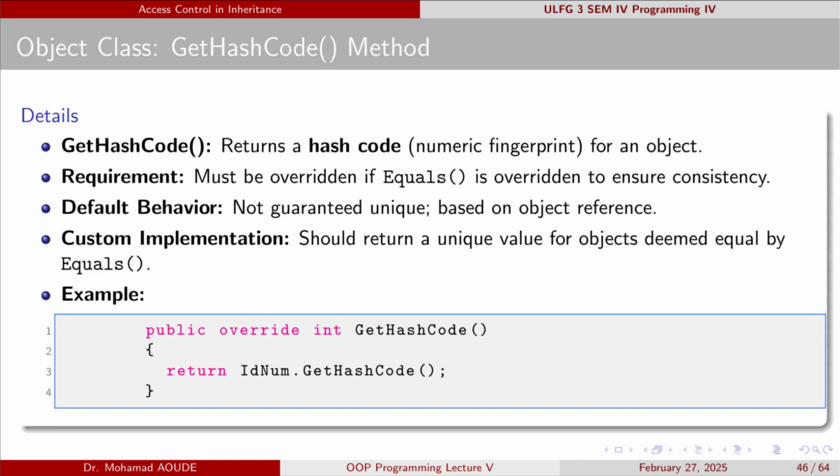GetHashCode, used in hash-based collections like dictionaries and hash sets, must return the same hash for objects considered equal. If you override Equals, you must also override GetHashCode. Otherwise, data structures may misbehave. This is about keeping the contract between equality and hashing consistent.